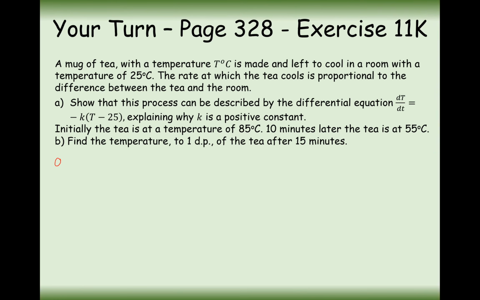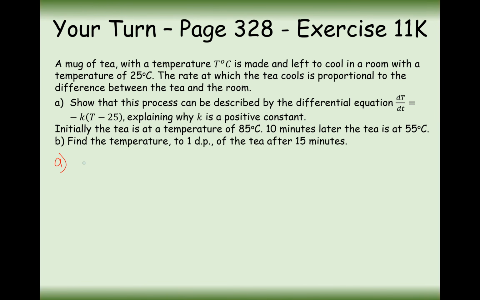Okay, so let's get stuck into this question then. So a mug of tea with temperature T degrees Celsius is made and left to cool in a room with a temperature of 25 degrees Celsius. The rate at which the tea cools is proportional to the difference between the tea and the room. Show that this process can be described by the differential equation dT by dt equals minus k (T minus 25), explaining why k is a positive constant.